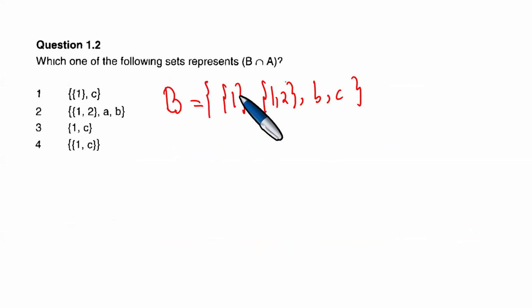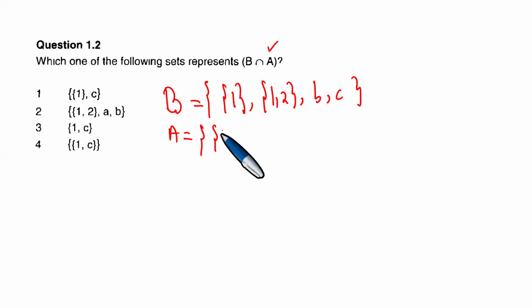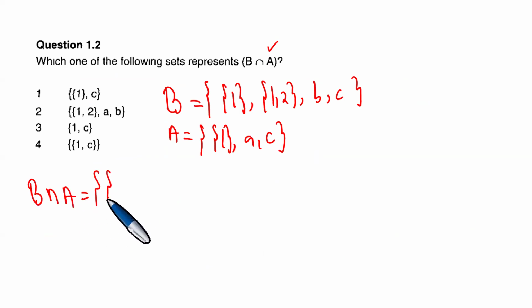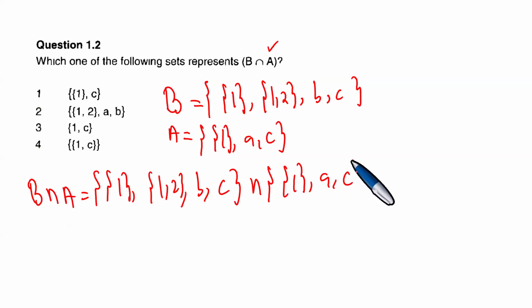But also, we recall what the set A was given as. In particular, it was given as the singleton set 1, with A and C as elements of A, and therefore we state 1, A and C as elements of A. We continue to perform the set intersection, and therefore we list the elements in order: one, two, B, and C. We find the intersection, and therefore you have one, A and C.